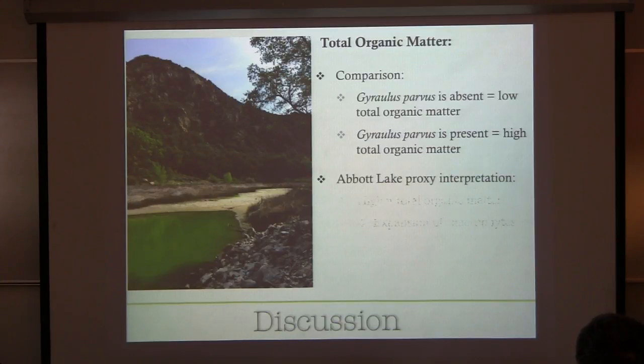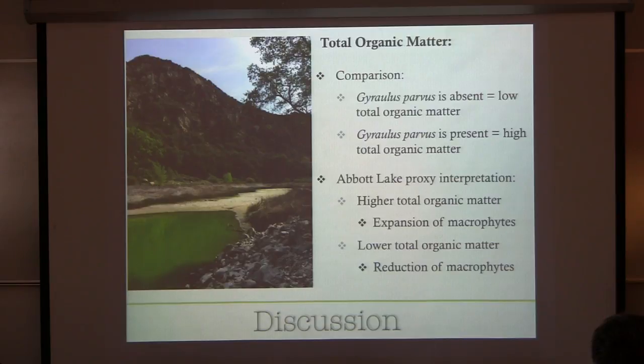As a result, we said that it's a reflection of macrophytes, which are shallow-rooted plants within our system. And when we have high total organic matter, it means we have an expansion of macrophytes as the lake starts to shallow out. And when we have low total organic matter, we have a reduction of macrophytes as it gets deeper because they require shallow water.